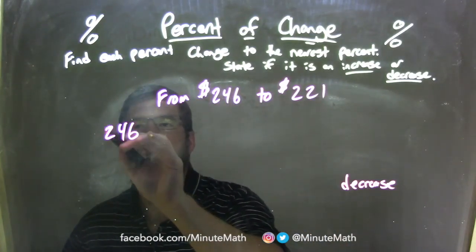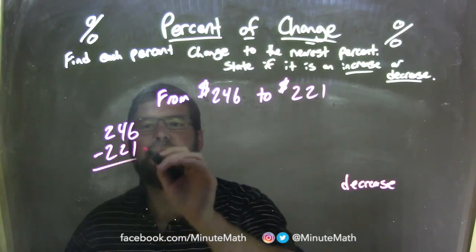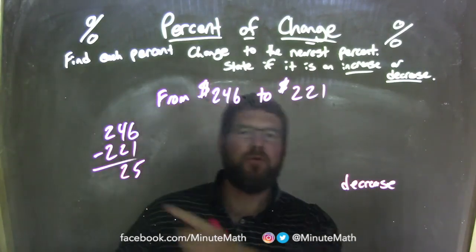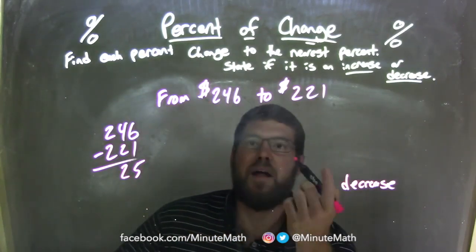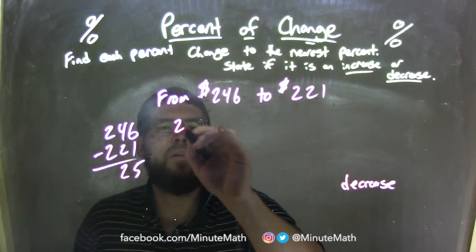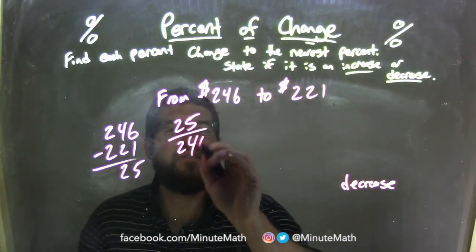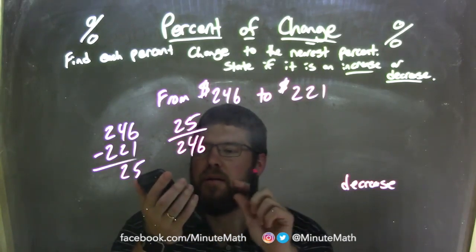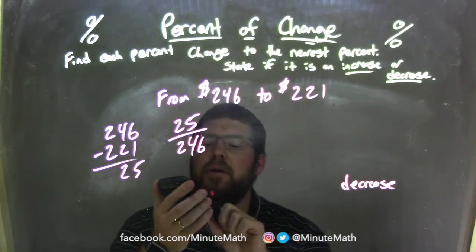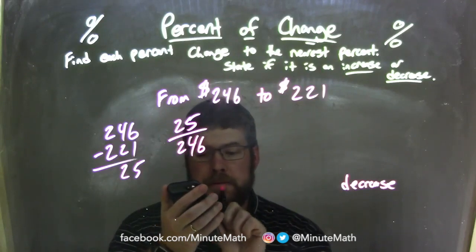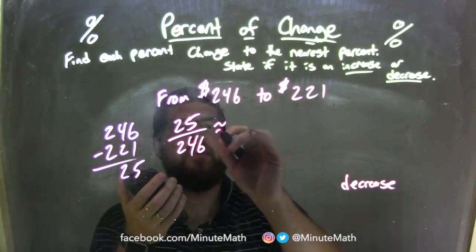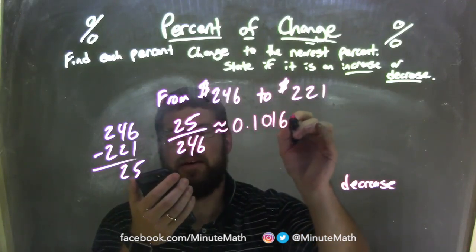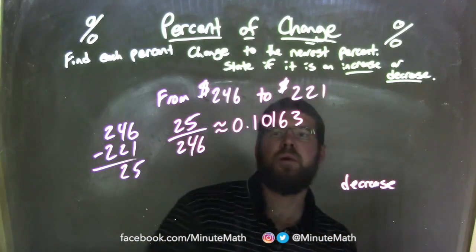246 subtracted by 221. 6 minus a 1 is a 5. 4 minus 2 is a 2. And 2 minus 2 is a 0. So we have 25. So it's a $25 decrease between the two. We take that 25 and we divide it by 246, the first number. Okay? We use our calculator here. 25 divided by 246 comes out to be approximately 0.101603.